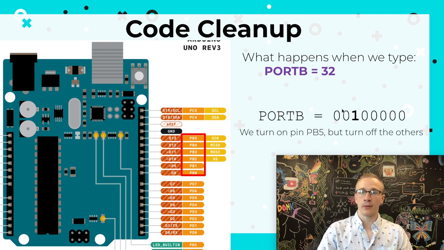If you break 32 up into binary, you get this number right here, which is 001 and then zeros all at the end. And that means that we are turning on PB5, the built-in LED, but we're also setting every other pin to be off. In practice, this is really bad because we're really just trying to turn pin 13 on and off, but while we're doing that, we're manipulating tons of other pins along the way.